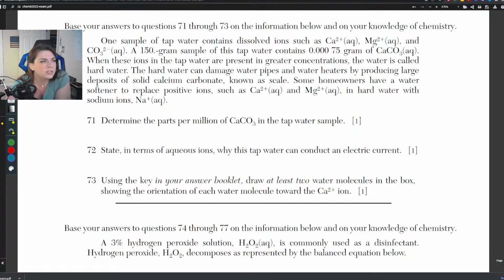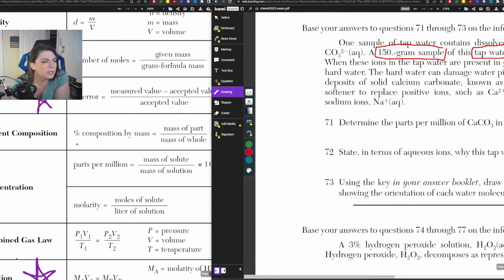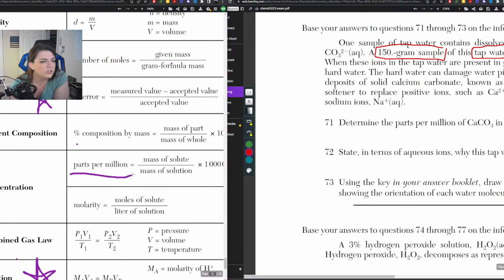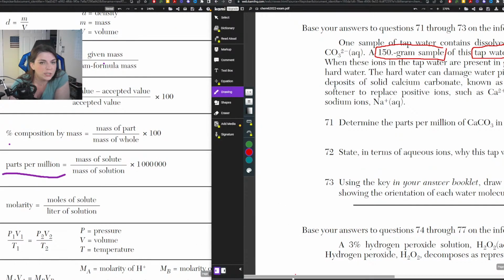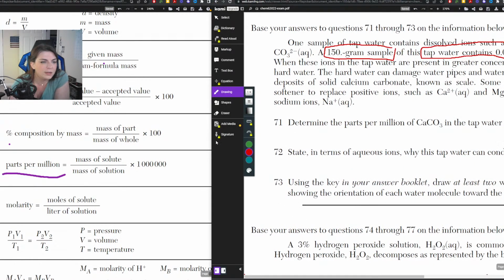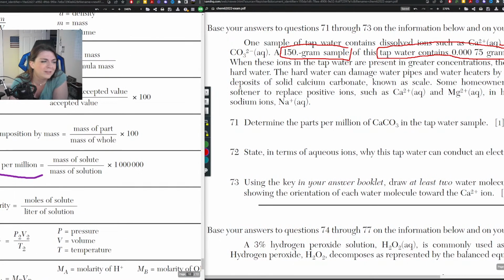What is the size of the sample? Okay, the total size of the sample is 150 grams. And the tap water has a very small amount of the calcium carbonate. And I want to do the parts per million. So we will check out parts per million, which is concentration. We want the mass of the solute divided by the mass of the solution, which, spoiler alert, is the whole thing. I shouldn't have said spoiler alert because it's not what we're doing.